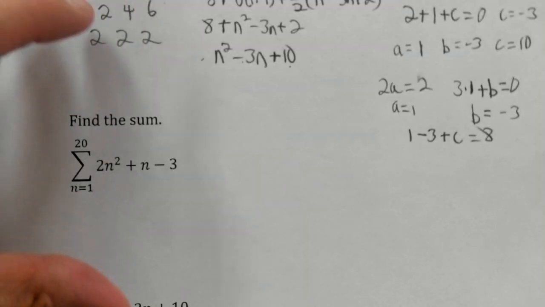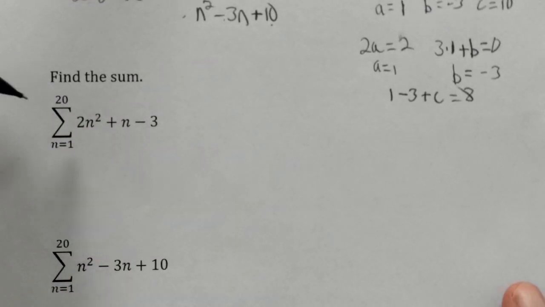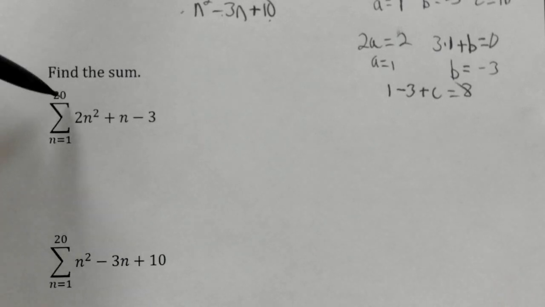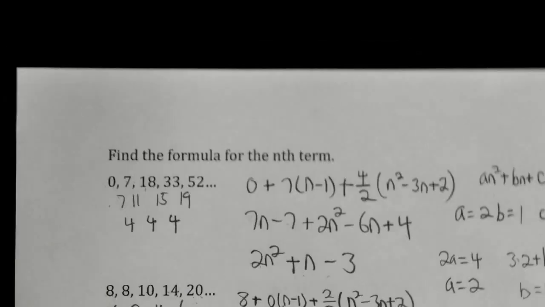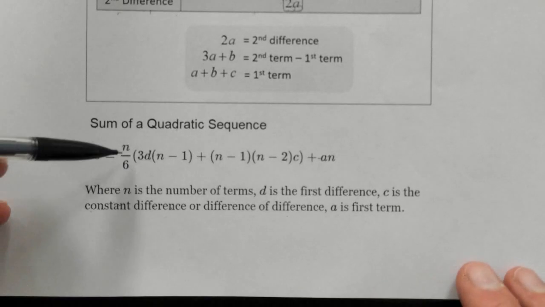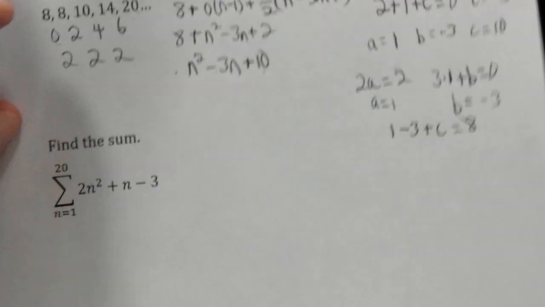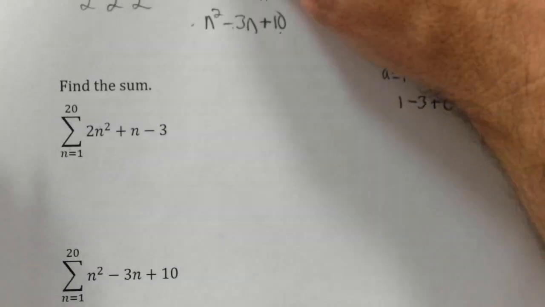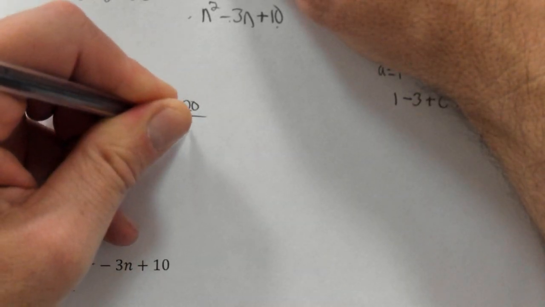Okay, the next one, find the sum. Okay, so again, we now have the type of problems where we're asked to find the sum of the quadratic sequences. And so here with this, again, we've also got two methods that we can use. We've got the formula that we could use. So I'll show you that method first. So it's going to be n over 6, and then just like with the last one, n is going to be the number of terms in the sum. So from 1 to 20, how many terms you got? You got 20 over 6.